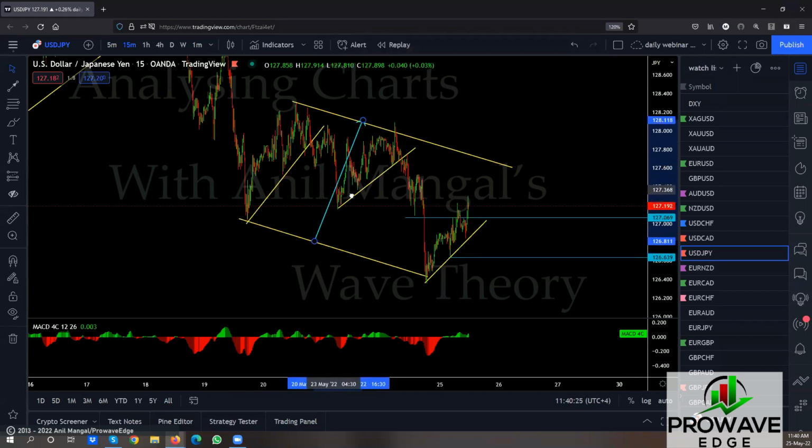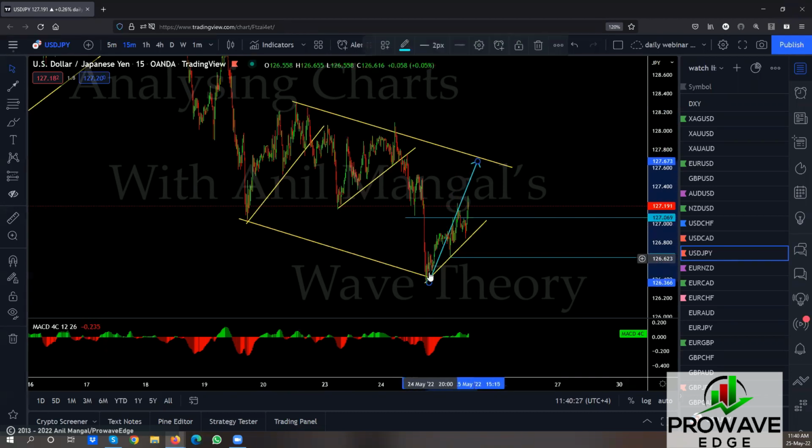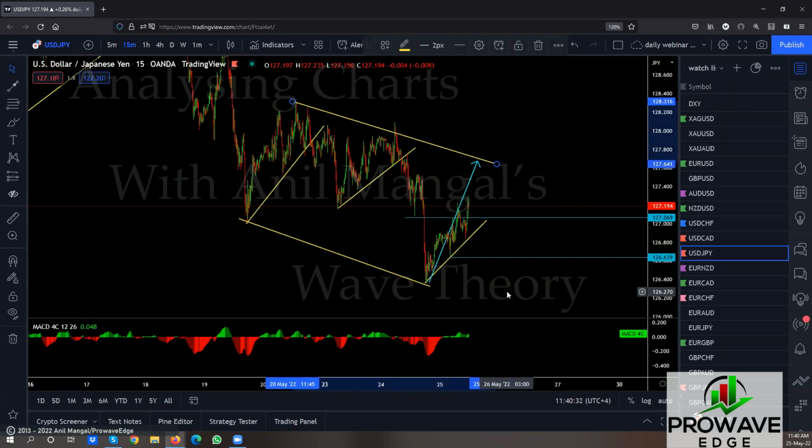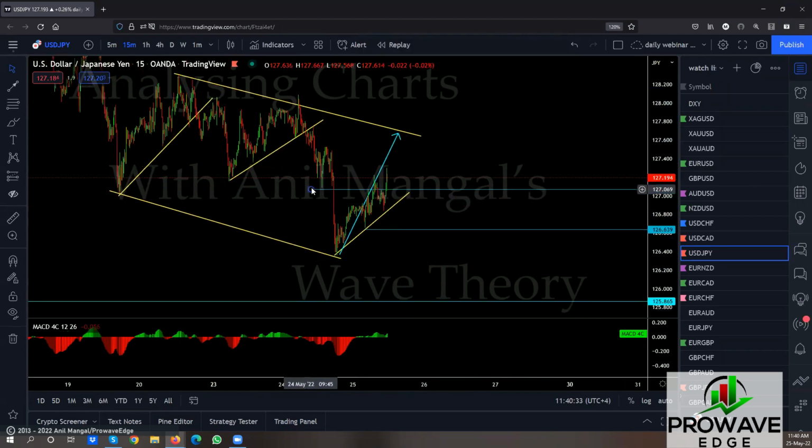And then I'll just bring it down here. So if this is going to be a running flat, there's probably one more up and then the drop. So I'll take this off because we already took that trade. That's a profitable trade you should have got yesterday. Put the entry here.